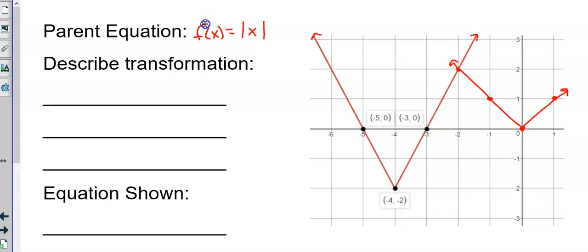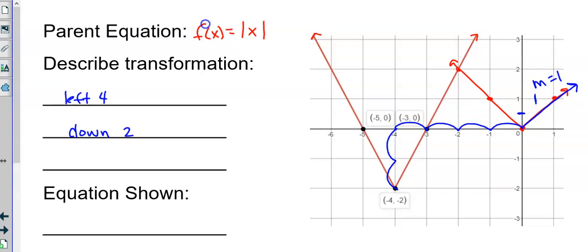So the vertex definitely moved. It went left 1, 2, 3, 4, and it went down 2. So left 4, down 2. I don't think there's any reflection, but there is a stretch on this one. So on our parent graph, I'm just going to look at the slope of the right side. The slope of the right side was 1. We went up 1 over 1. So your slope was 1.